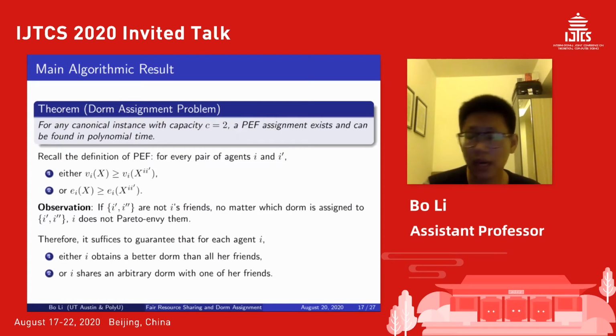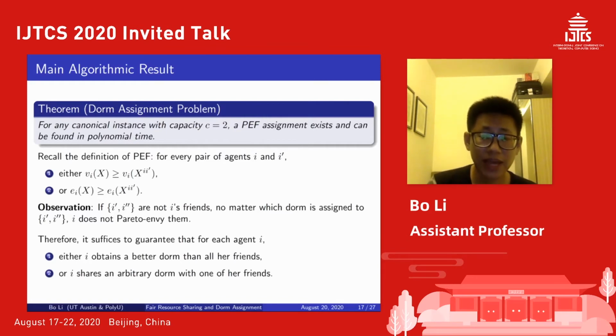In the following, due to time limit, I'm not able to give you the details about the algorithm, but I want to show you some intuition. Let's first recall the definition of Pareto NV-freeness. It requires that for every pair of agents, I and I prime, either agent I doesn't envy agent I prime's resource, or agent I doesn't envy agent I prime's roommate. Because the capacity here is 2, there is only one roommate.